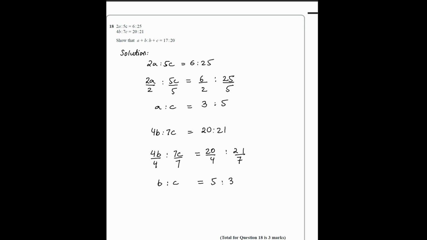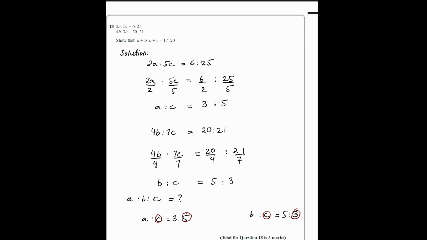We need matching c values. Let's scale both ratios to make c equal to 15. So we want a is to b is to c. First, we write a is to c as 3 is to 5 and b is to c as 5 is to 3. As we want to make c common, c is 5 in one and 3 in the other. So we have to focus on c and make it the same in both ratios.